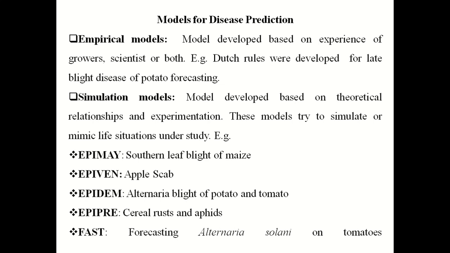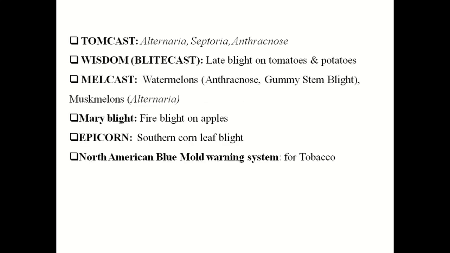This model is for the forecasting of southern leaf blight of maize. EPIPEN, model for apple scab disease. EPIDEM, model for Alternaria blight of potato and tomato. EPIPRE, model for cereal rust and aphid. HAST, model for forecasting of Alternaria solani on tomato. TOMCAST, model for Alternaria, Septoria and anthracnose, that is Colletotrichum infection, in tomato. WISDOM, model for forecasting of late blight on tomato and potato.